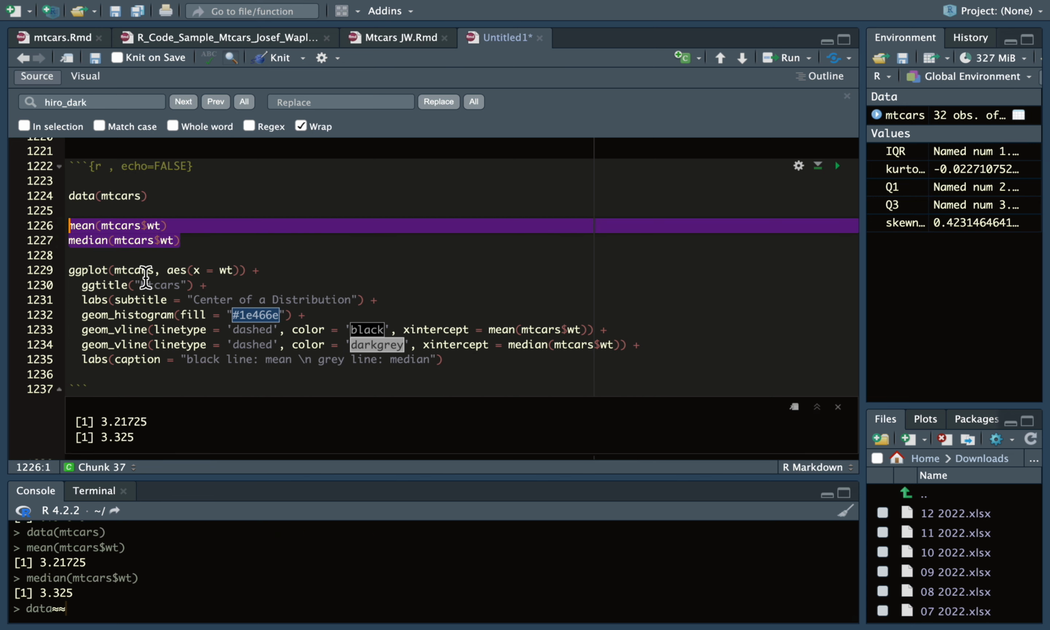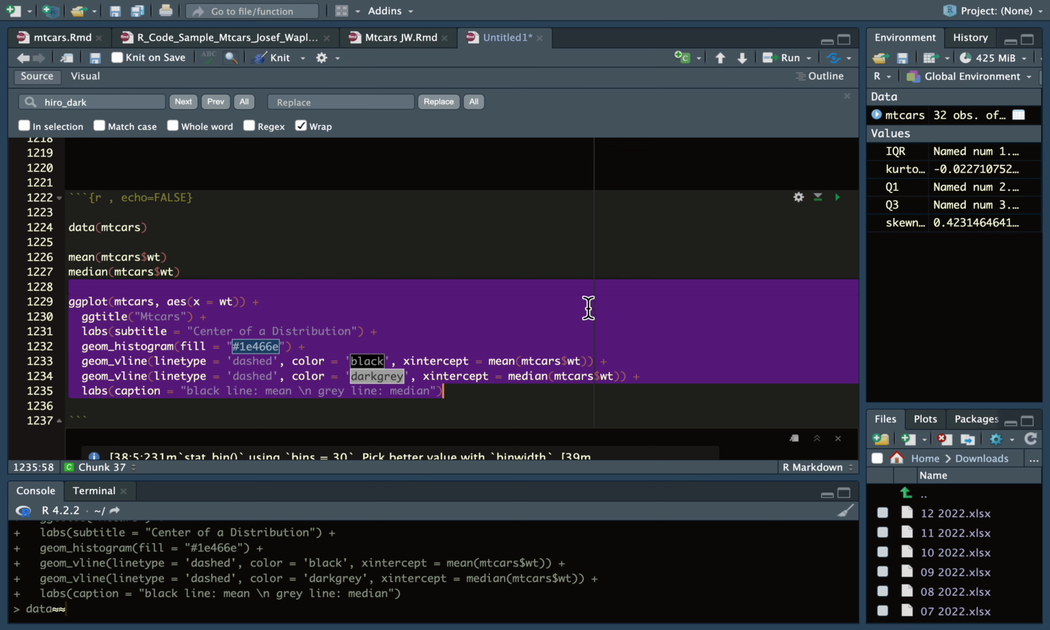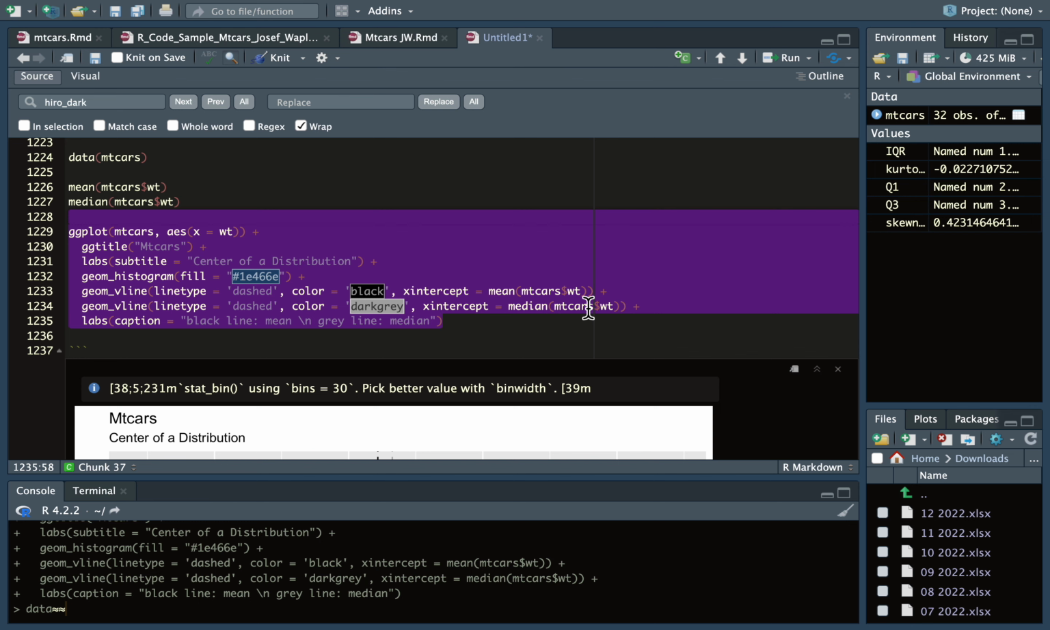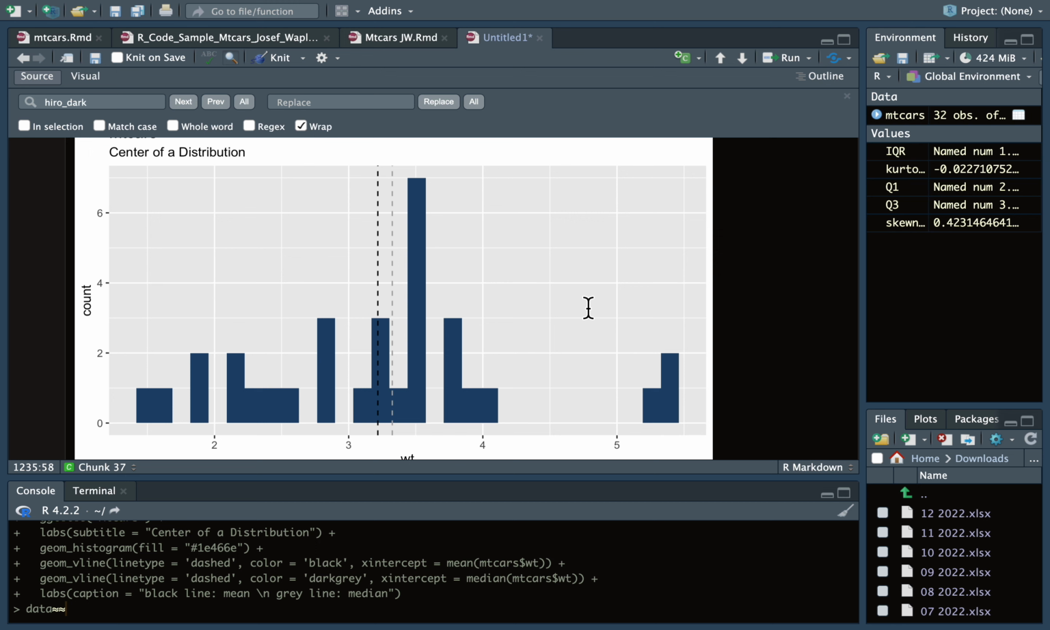So here we have the mean 3.2, the median 3.3. The mean is less than the median, which tells us that the distribution here is at least a little bit left skewed. So here I'm going to graph it. I'm using the geom_vline layer to create one black vertical line for the mean and one gray line for the median. And here we see that the mean is less than the median. So the distribution of the weight of the engines is a little bit left skewed.